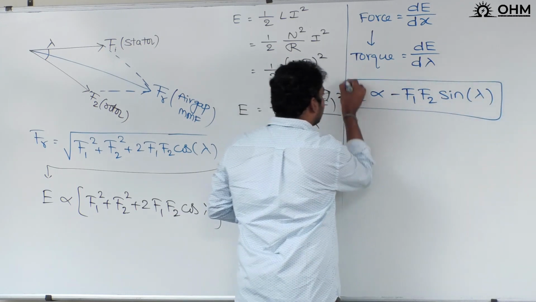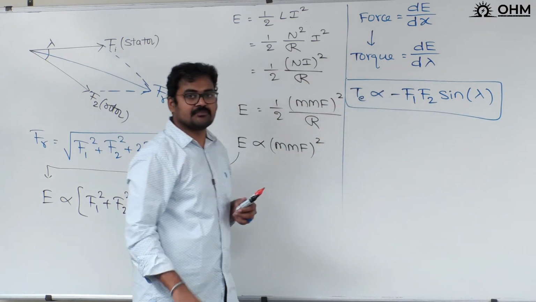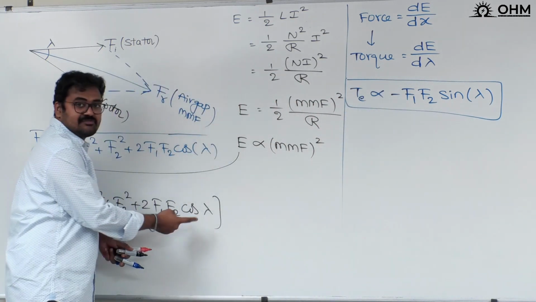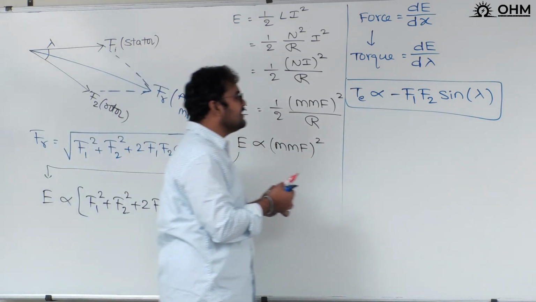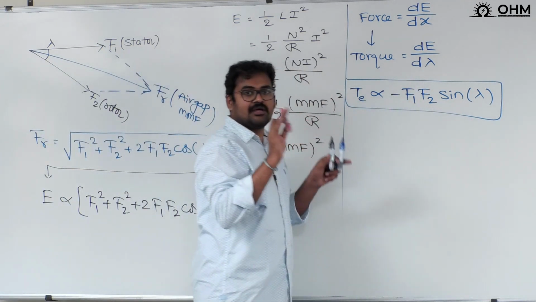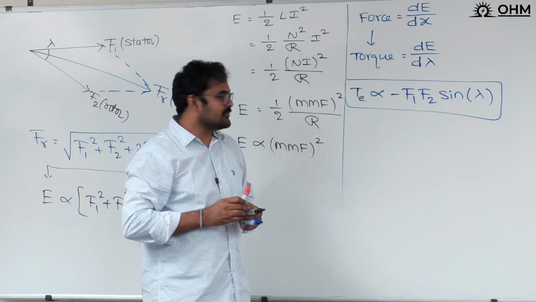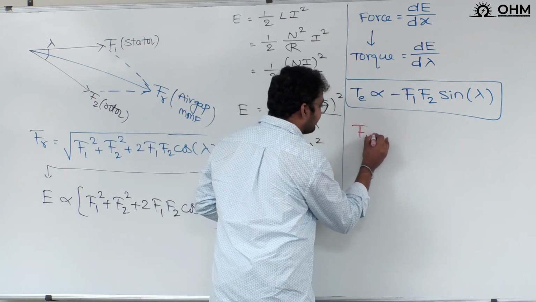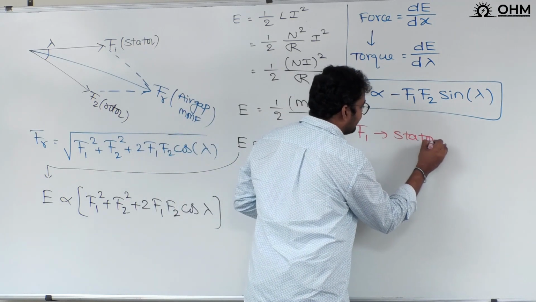There is a 2, but I am including it in proportionality. So cos lambda differentiation is minus sine lambda. This is the final equation for electromagnetic torque, which I can call the basic expression. So what is F1 here? F1 is the stator MMF.